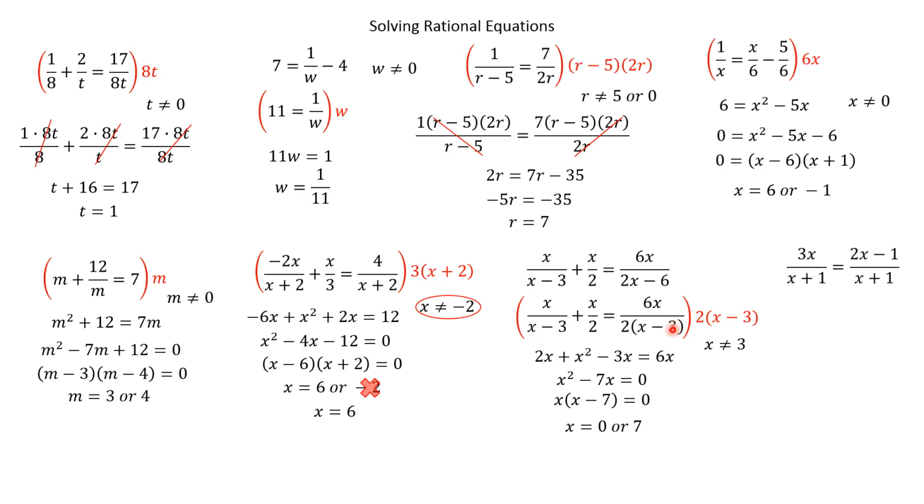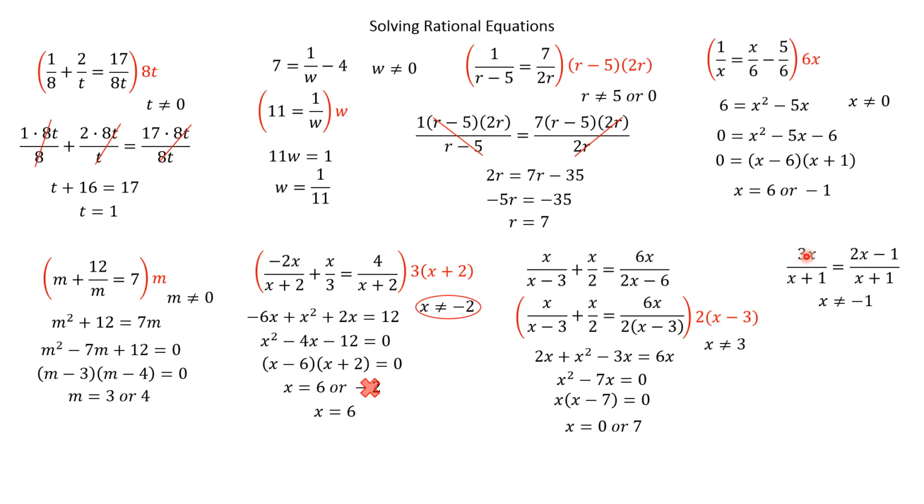And then last one for this stuff. 3x over x plus 1 equals 2x minus 1 over x plus 1. So first step, what can't x equal? Well, x can't equal negative 1. And then in this case, we could multiply by the common denominator, which is x plus 1. But doesn't it make sense if we have something over our denominator equals something else over the denominator? These two things have to be equal, right? If we had 5 over 7 equals x over 7, wouldn't 5 have to equal x? It's the same basic principle here.